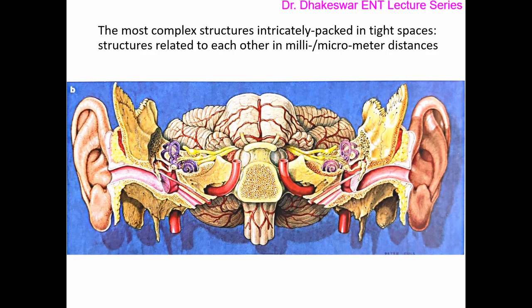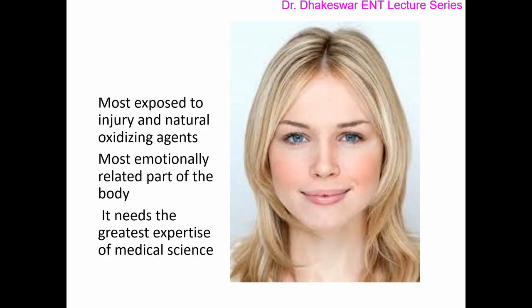And the most important thing is that ENT has the most complex structures, intricately packed in tight spaces. All the structures are related to each other at millimeter or micrometer distances. So the margin of error in any surgery is very minimal. Another thing is that it is the most exposed to injury and natural oxidizing agents, the most emotionally related part of the body, and it needs the greatest expertise of medical science. Yes, why not? Because everything that we are concerned with, our lifestyle, our mental and emotional integrity, is all in the head and neck.